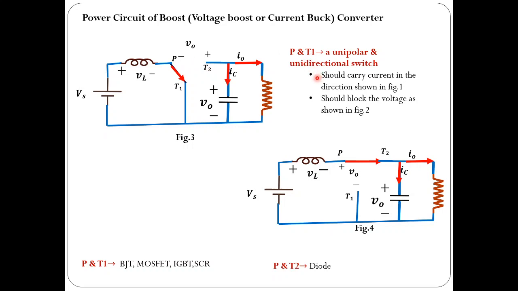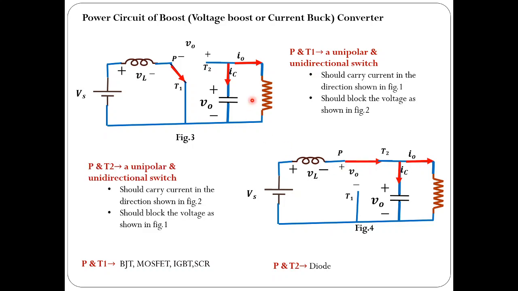you should have a switch that should carry current in this direction, as shown in figure 3. So as shown in figure 3, it should block the voltage with the polarity as shown in figure 4. Right, so that would be the case. Similarly, coming to the switch that should be used to realize this combination P and T2, that should carry current as shown in this figure 4, and that should block voltage as shown in this figure 3.